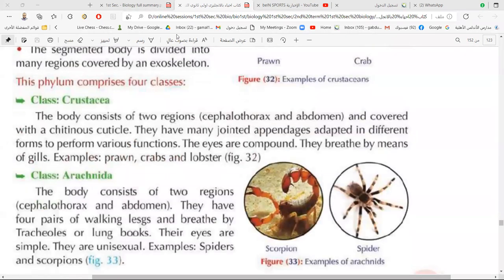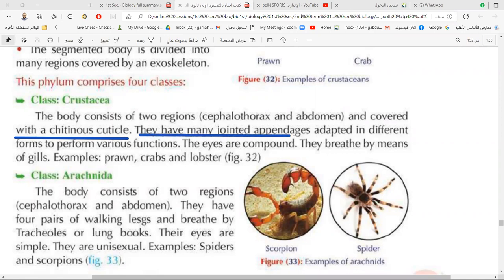After that, the body is covered with a shell made of chitinous cuticle, qishra chitiniyya. The outer body shell is chitinous cuticle.